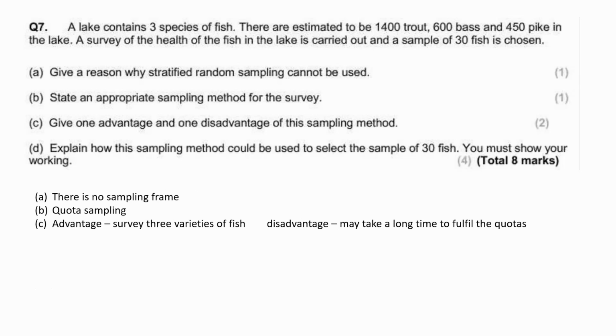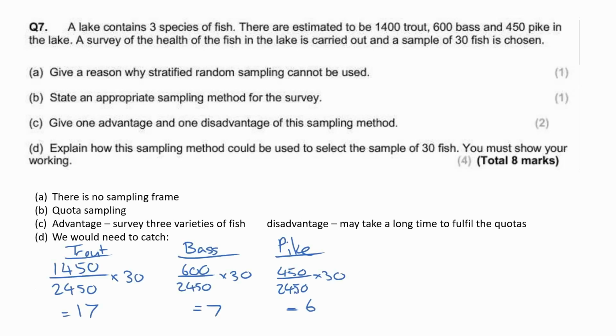And a disadvantage, it could take a long time to fill all those quotas because the first 30 fish we might get out are trout, for example. We don't want all 30 to be trout, but we have to keep going until we fulfill a sample of each one. And how would it work? So for 4 marks, you need to say how many of each fish you're going to catch. For example, like the stratified technique, exactly the same, we need to work out how many fish are going to be in there. So that's going to get you some marks for that.